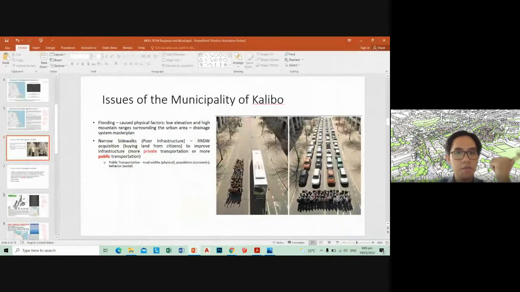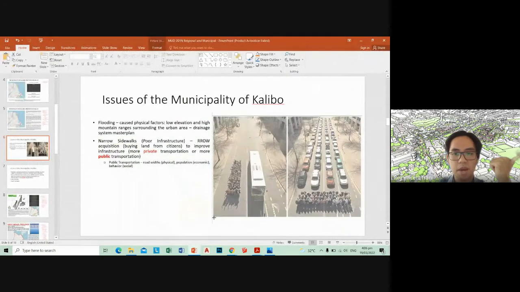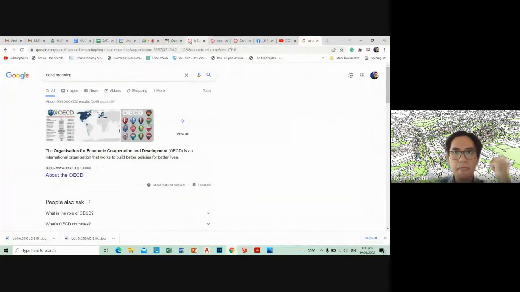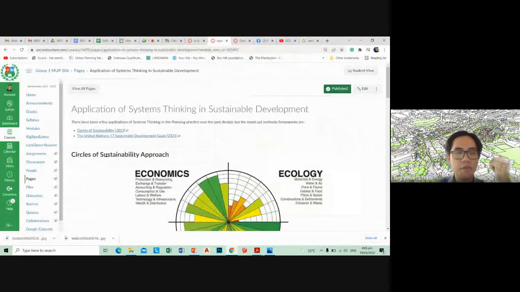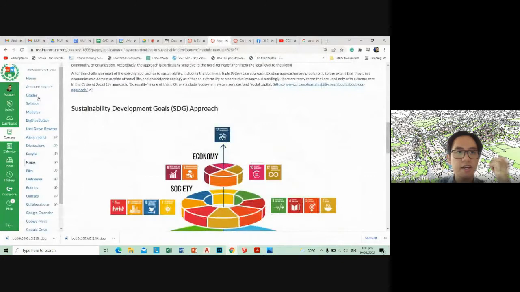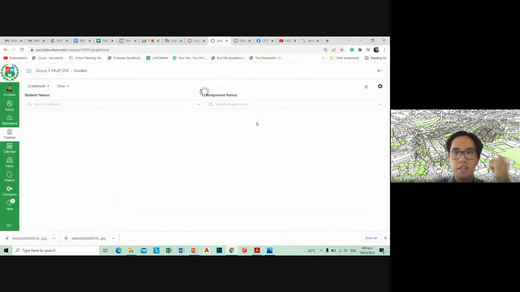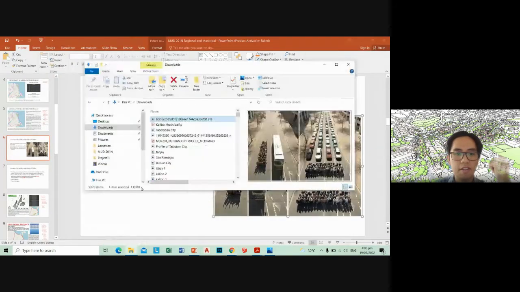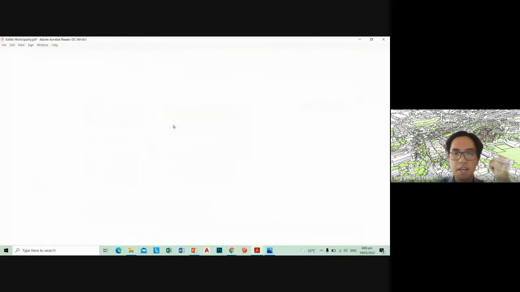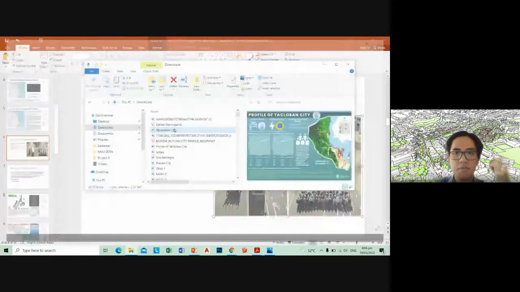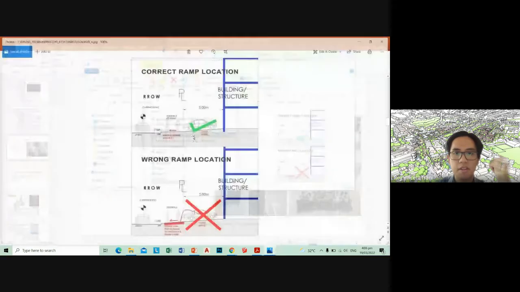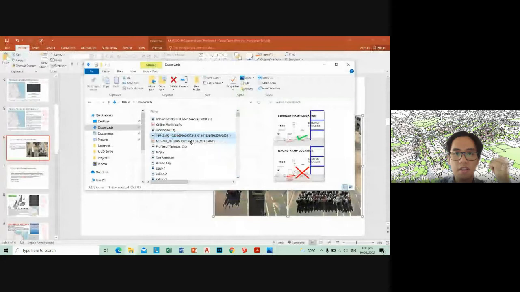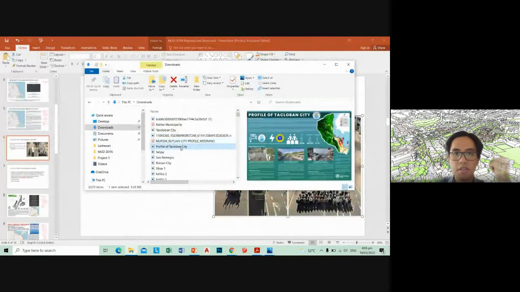So let me just bring up your maps over here. As we mentioned last week as well, go back to grades. Let's go to your city profiles. I think I downloaded it. So we have Calibo Municipality, we have Tacloban City, and then we have Butuan City.